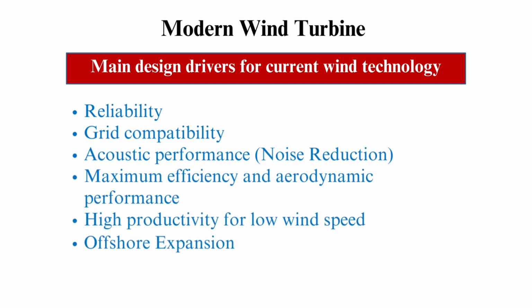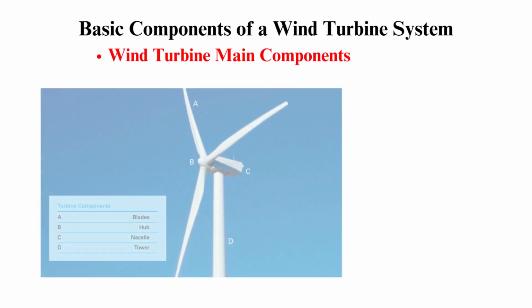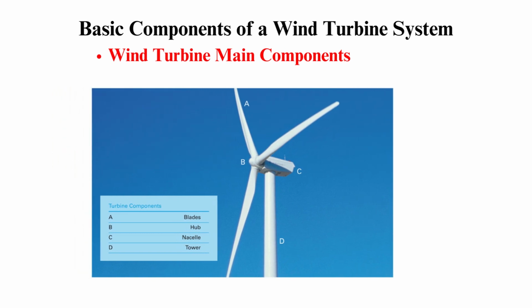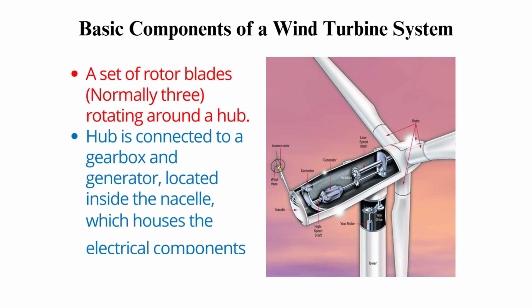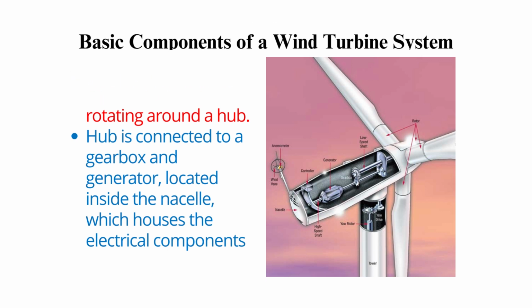Modern wind turbines are driven by key design factors, including reliability, grid compatibility, noise reduction, maximum aerodynamic efficiency, high productivity in low wind speeds, and the expanding offshore capabilities. The main components of a wind turbine are blades, hub, nacelle, tower. The basic components of a wind turbine system include a set of 3 rotor blades rotating around a hub. The hub is connected to a gearbox and generator located inside the nacelle, which houses the electrical components.